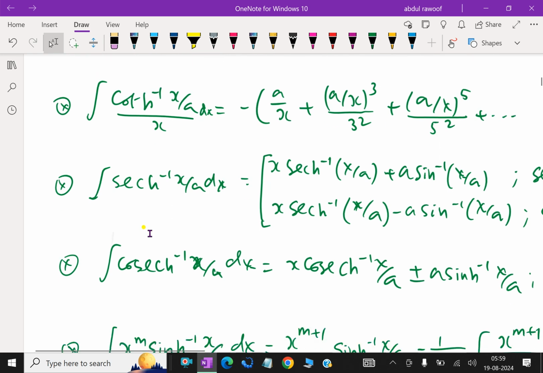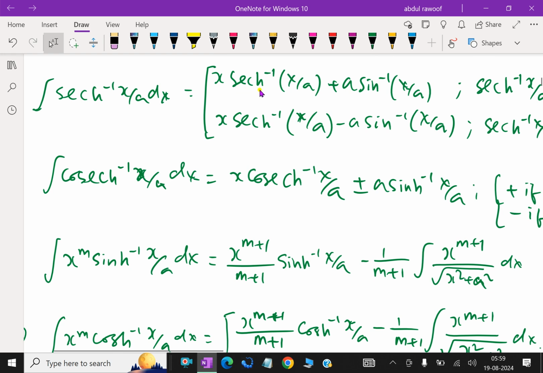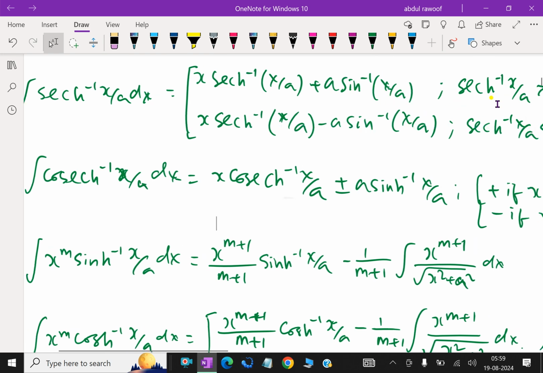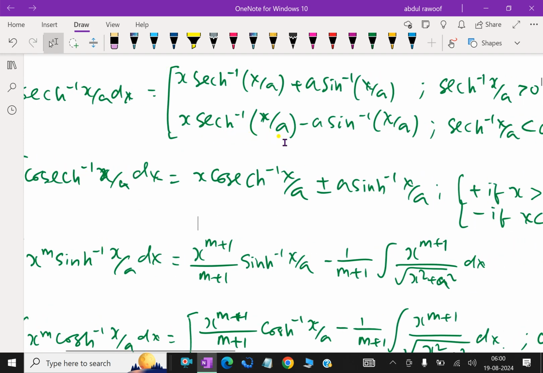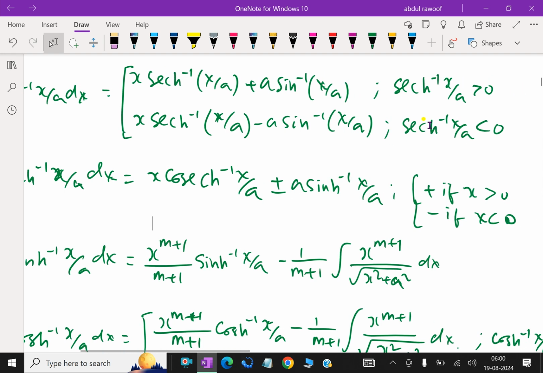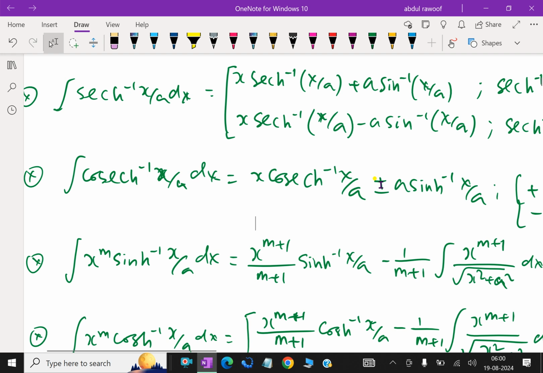Next one, integral sech inverse (x/a) dx equals, here two situations. First one, x sech inverse (x/a) plus a sin inverse (x/a) when sech inverse (x/a) is greater than 0, it is positive. Next situation is x sech inverse (x/a) minus a into sin inverse (x/a) when sech inverse (x/a) is lesser than 0. Note this point here only, it's not hyperbolic, it's normal trigonometric, that is a sin inverse. Here also a sin inverse, note that point.